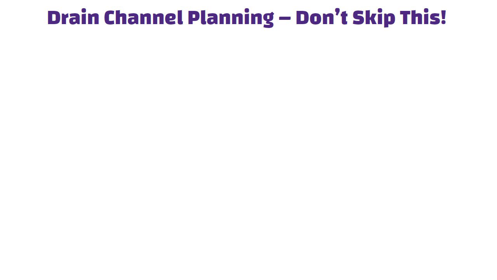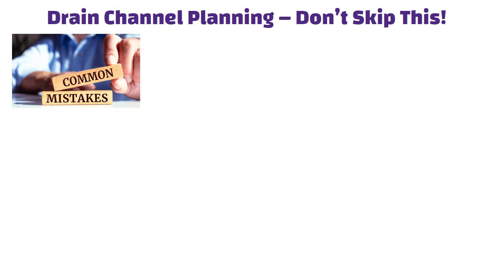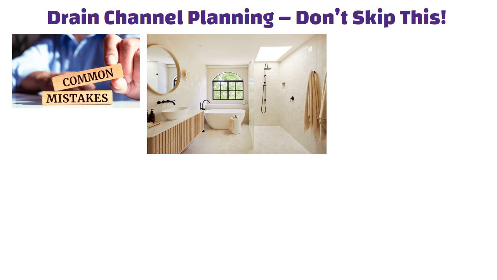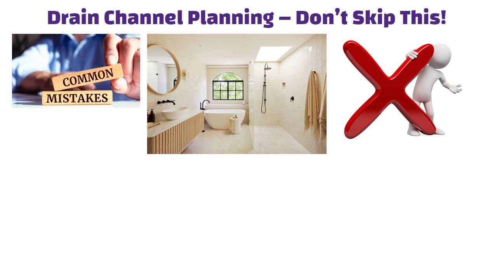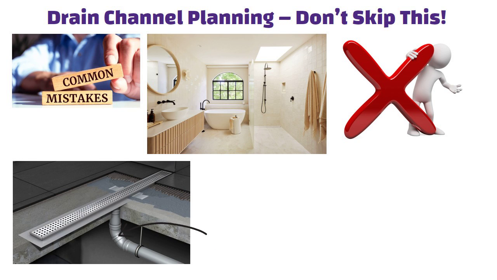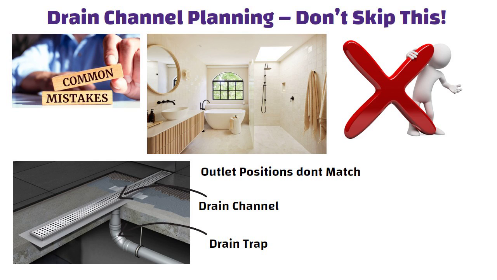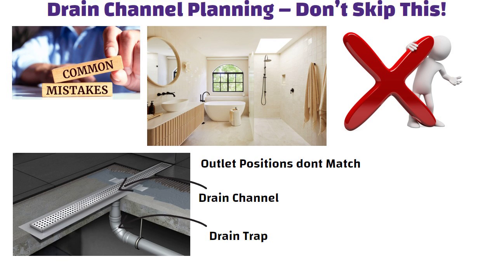Drain channel planning. Don't skip this. This is one of the most common mistakes in bathroom renovations. Here is what usually goes wrong. People first install the drain trap and then later buy the drain channel. But the outlet positions don't match, so the floor has to be broken again to fix it.